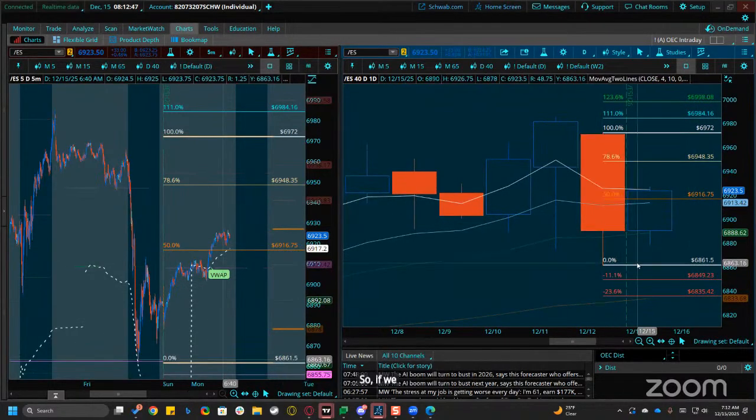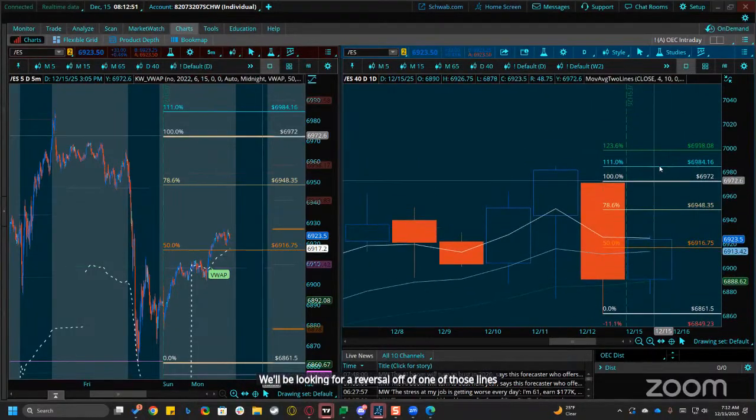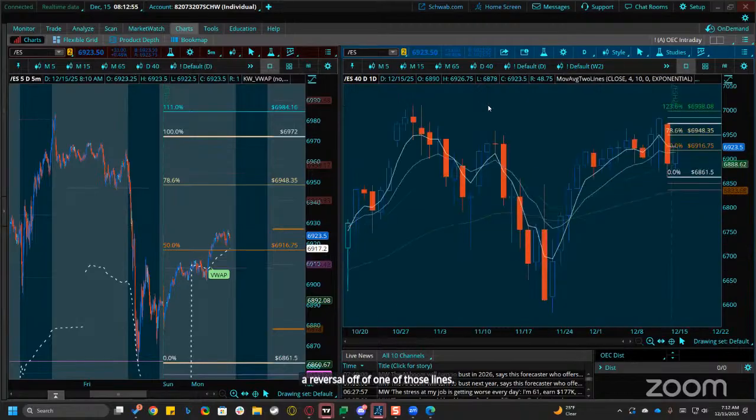So if we break yesterday's low, we'll be looking for a reversal off of one of those lines. And if we break yesterday's high, a reversal off of one of those lines. It is more likely that we reverse and come back in again than the idea that we keep it and actually continue the breakout. So that's what I'm going to be running for, the reversal.